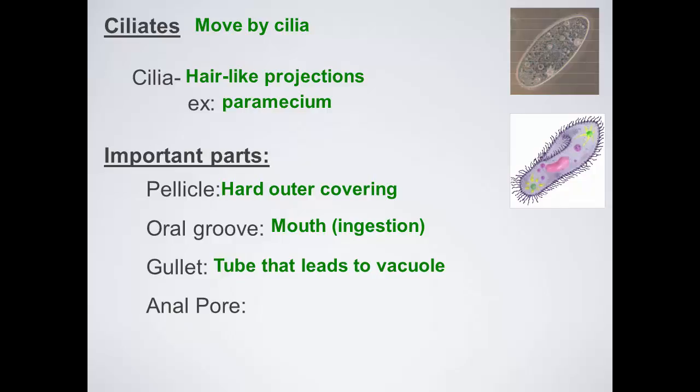But also, because they don't have this very thin membrane on the outside, in order for waste to get out of the paramecium, it has to go through this special organelle called the anal pore, which gets rid of the waste.